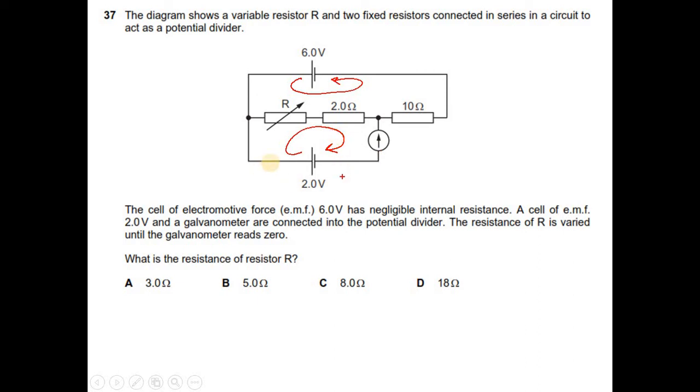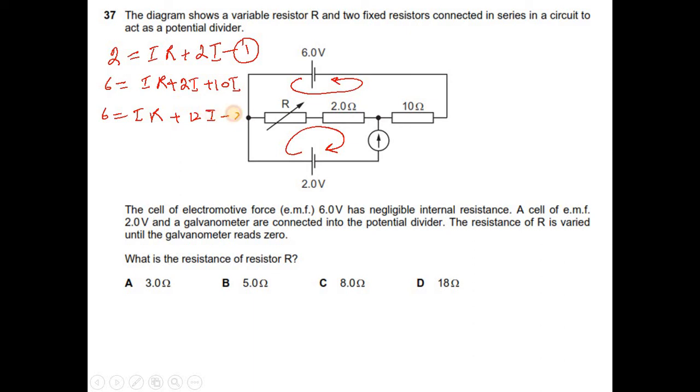Applying Kirchhoff's second law to the lower circuit, the EMF of the lower loop is equal to the sum of the potential differences, and in this closed loop we have two resistances only: IR plus 2I, where 2 is the resistance. So V1 plus V2 equals E 2. This is our equation number 1. For the upper loop, EMF 6 is equal to IR plus 2I plus 10I. That means 6 is equal to IR plus 12I.